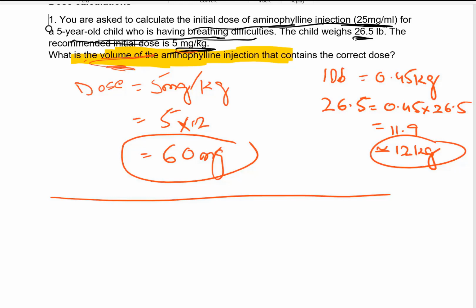That is most likely to be in milliliters. So we know the dose the patient needs is 60 milligram, and we need to find out how many milliliters of aminophylline we will give that will provide the patient 60 milligram of the dose. For that we need the strength of the injection, which is given as 25 milligrams per ml.